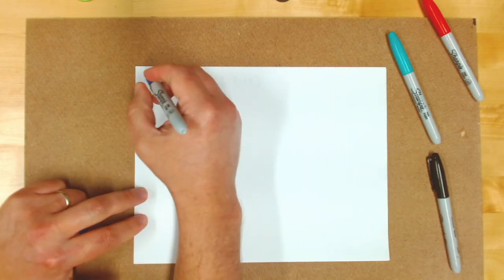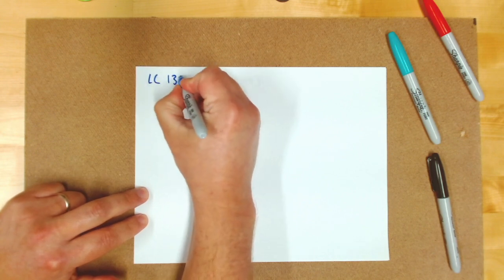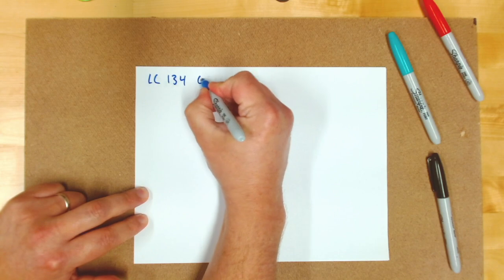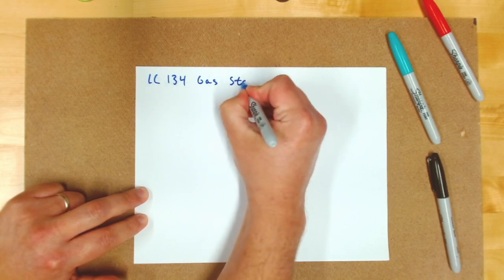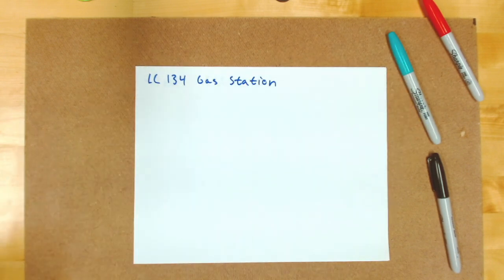We're going to talk a bit about abstraction. We're going to use LeetCode 134, Gas Station. Now I'm going to read the problem.